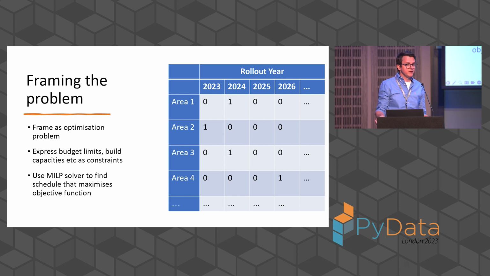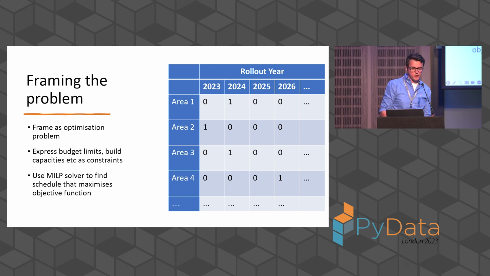The rollout is a multi-year thing, so you can imagine, when you're talking about the number of permutations you have here, which is the number of areas to the power of the number of time steps, it gets big quickly. So that's framing the problem. We can also express budget limits and build capacities quite nicely as constraints. And then once we've got that, we can use a mixed integer linear programming solver to find an optimal schedule that maximizes some objective function.